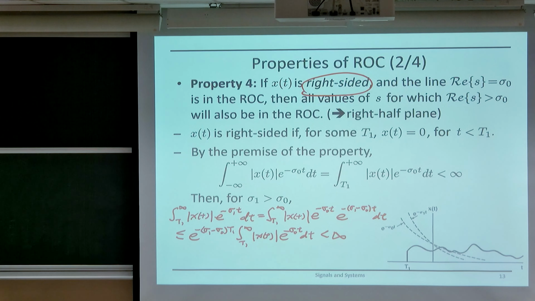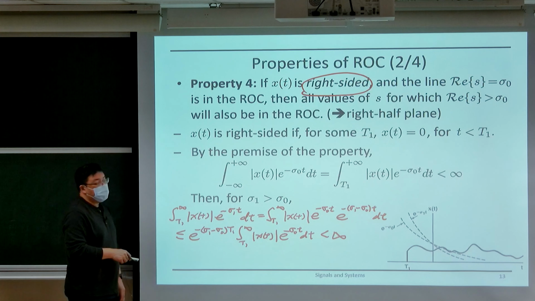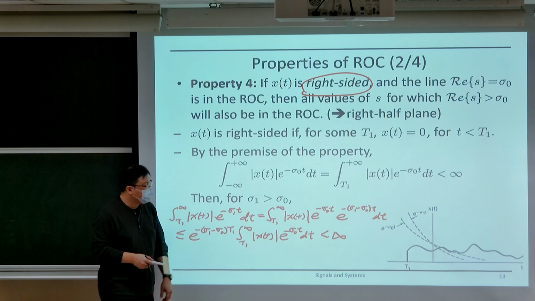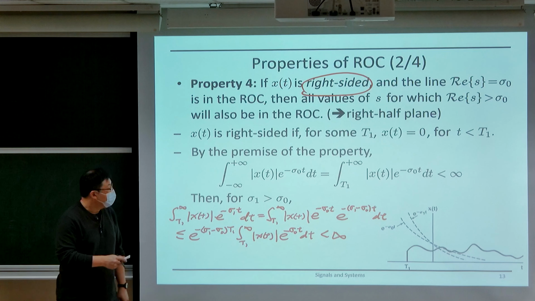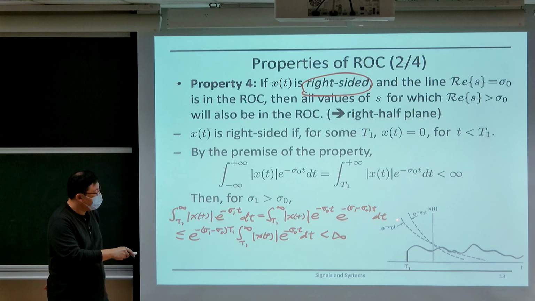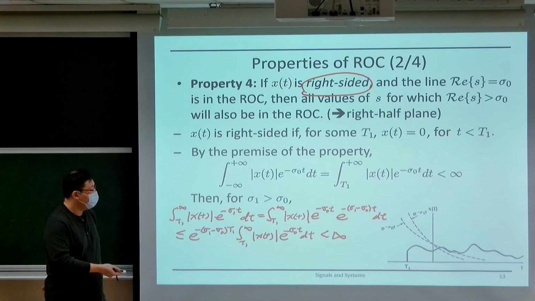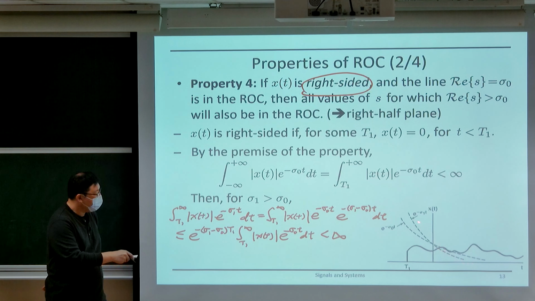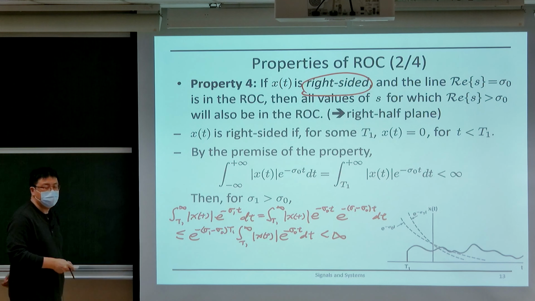So this is just working it out mathematically, but I think conceptually it's quite intuitive, right? If it's absolutely integrable for something that decays so fast, then it must also be absolutely integrable if you multiply it with something that decays even faster, okay?